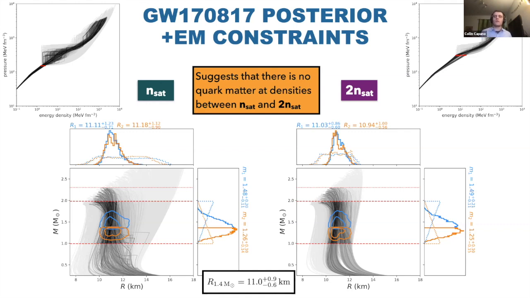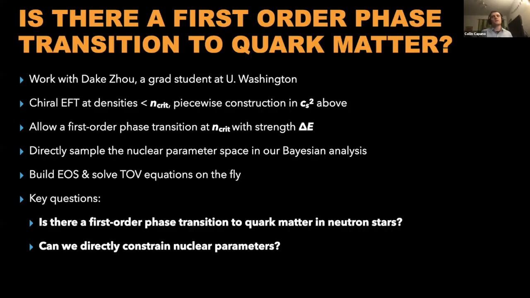But what we really ultimately want to do is dig in and see what we can learn about the nuclear physics. A project that I'm working on right now with Dake Zhu, who's a grad student at the University of Washington, is to build equations of state on the fly and sample over nuclear parameters in our Bayesian analysis, while we're analyzing both the gravitational wave and EM data. One of the questions we really want to answer is: is there a first order phase transition to quark matter, at least one that we can observe?